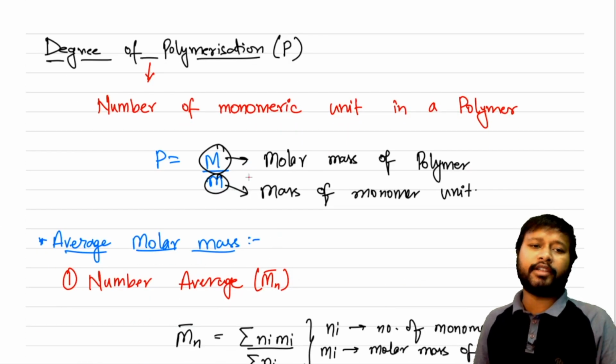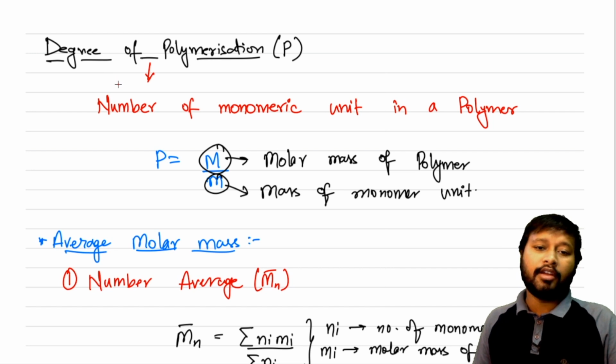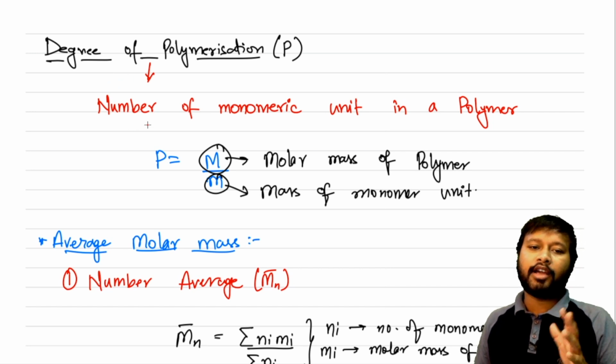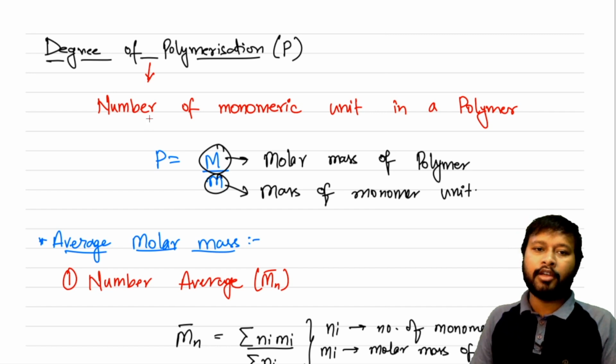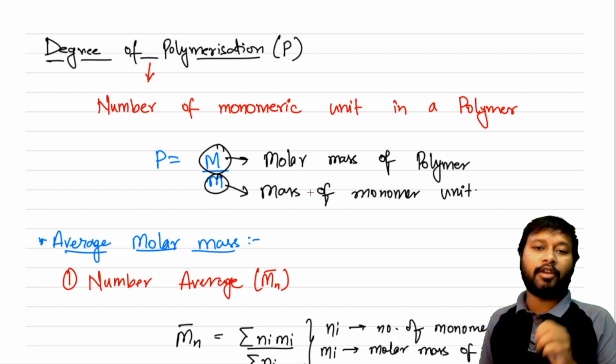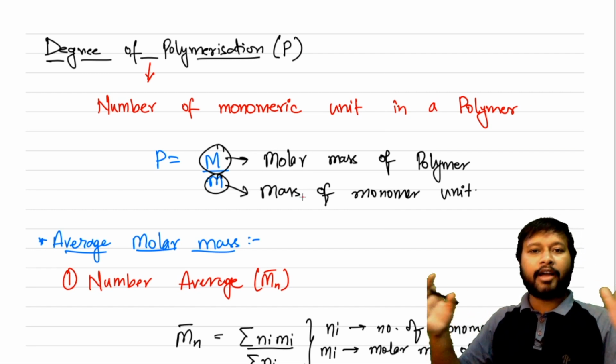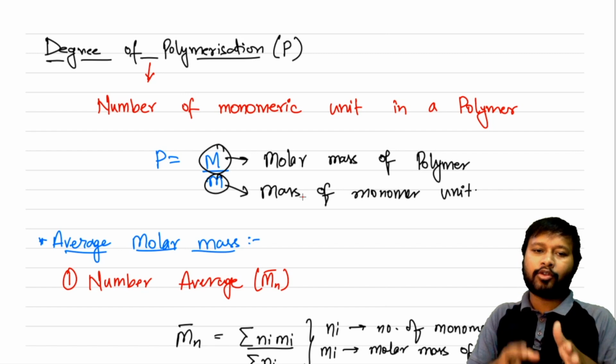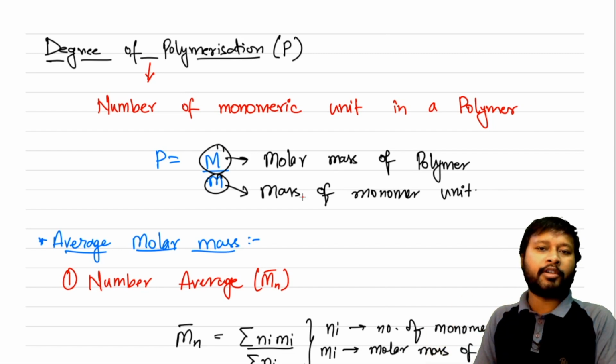The next important thing is your degree of polymerization. Now, degree of polymerization tells you how many monomeric units are there in a particular polymer. So in the formation of a particular polymer, how many monomeric units are actually involved, and this can be simply calculated by P equals capital M upon small m, where capital M is the molar mass of the polymer, small m is the mass of the monomeric unit. So if you divide the complete mass by the mass of the monomeric unit, you are going to get how many monomers were there in that.